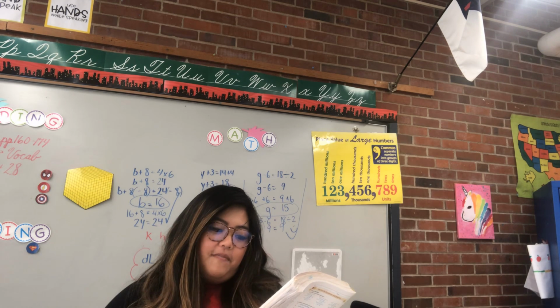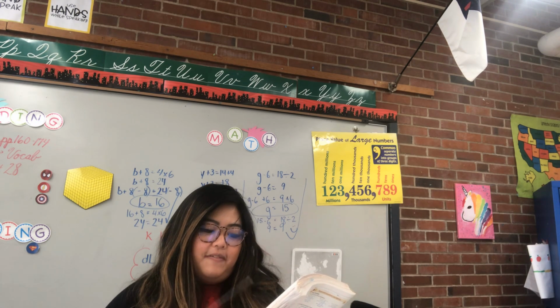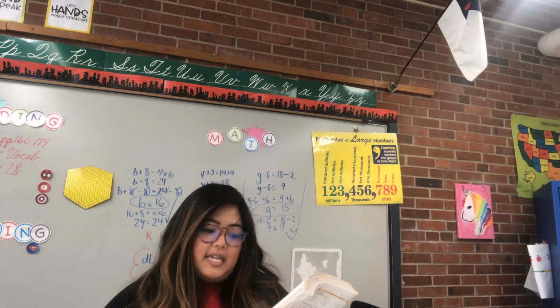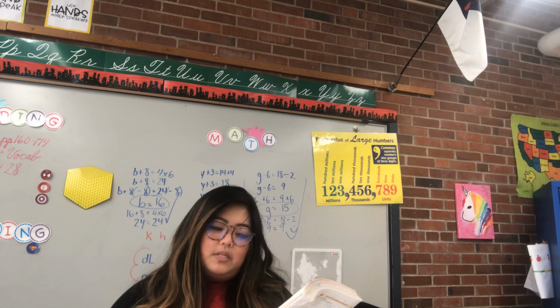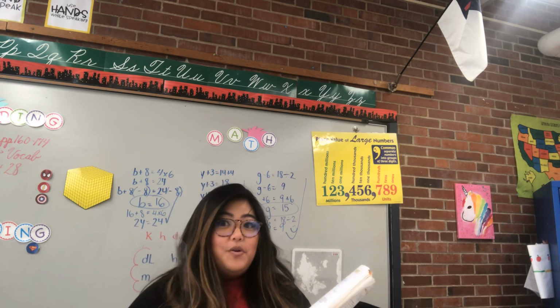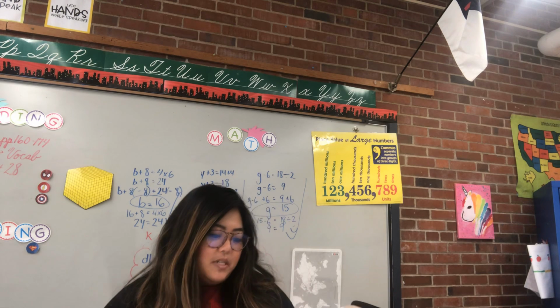And B, there are 5 people in Julie's family. They weigh 50 kilograms, 55 kilograms, 65 kilograms, 10 kilograms, and 45 kilograms. What is their average weight in kilograms? You know how to average, so I know you're going to be able to do those.